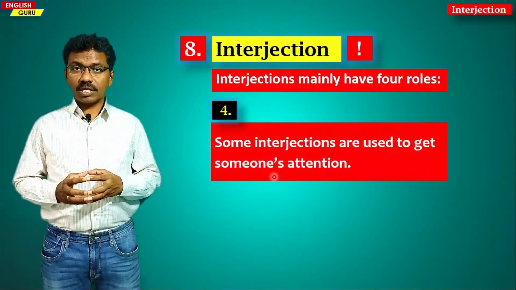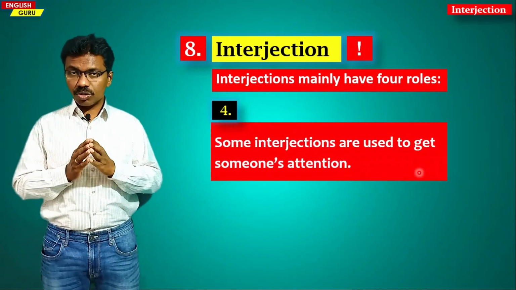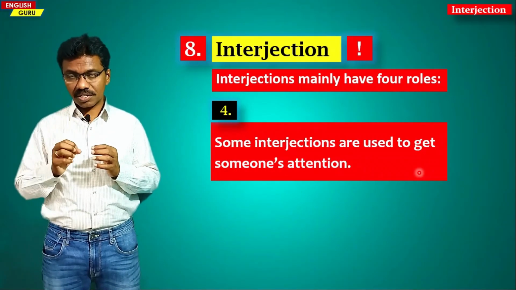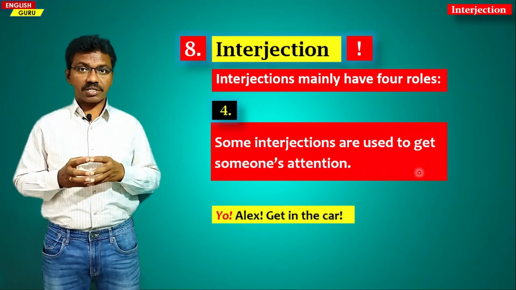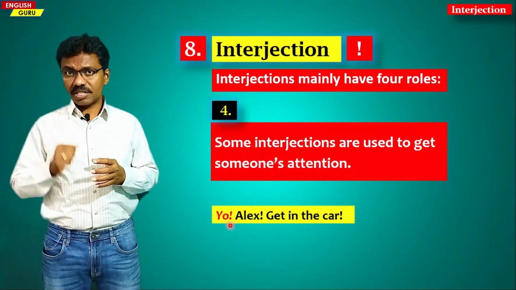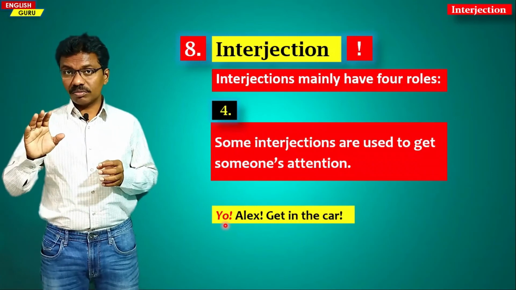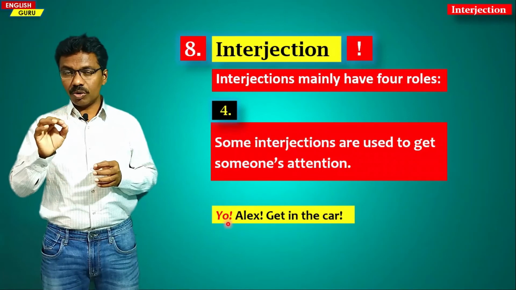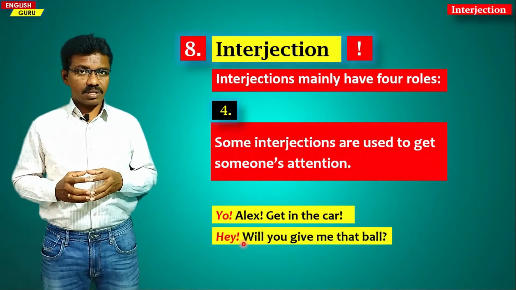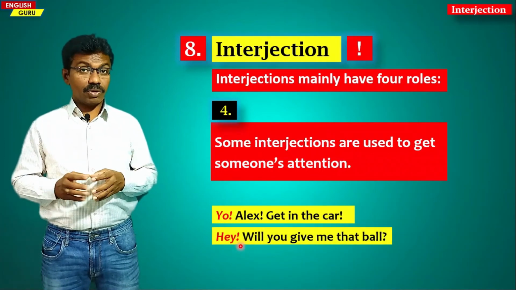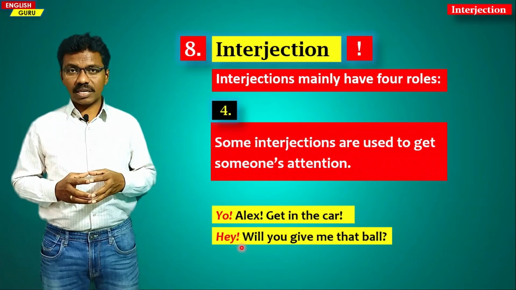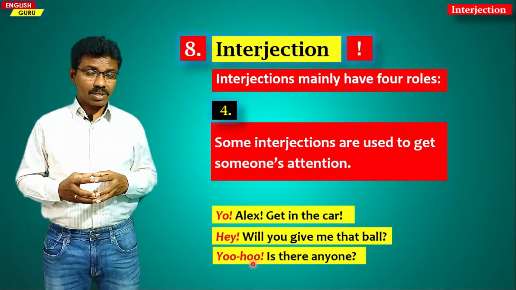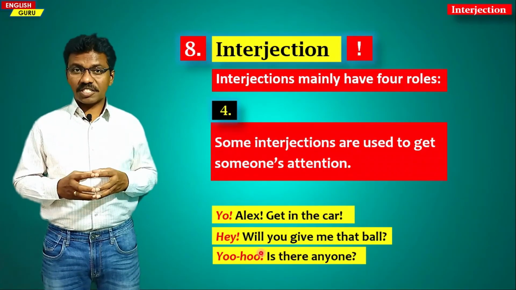And the fourth one is that some interjections are used to get somebody's attention. When we are talking, we want to get somebody's attention, then we use some interjections like, "Yo Alex, get the chair." So here, we want to get that particular person Alex's attention and we are saying yo. So yo is an interjection. In the next sentence, "Hey, will you give me that ball?" The word hey, we are using it to get the attention of that person, so it is an interjection. "Yoo-hoo, is there anyone?" So here, yoo-hoo is an interjection.